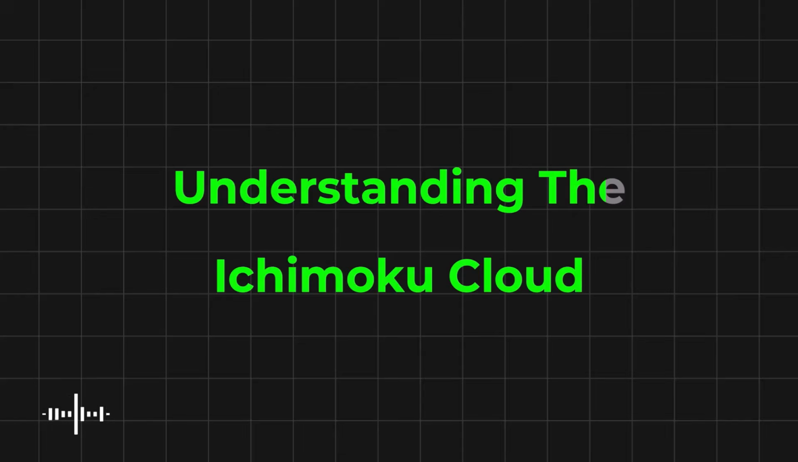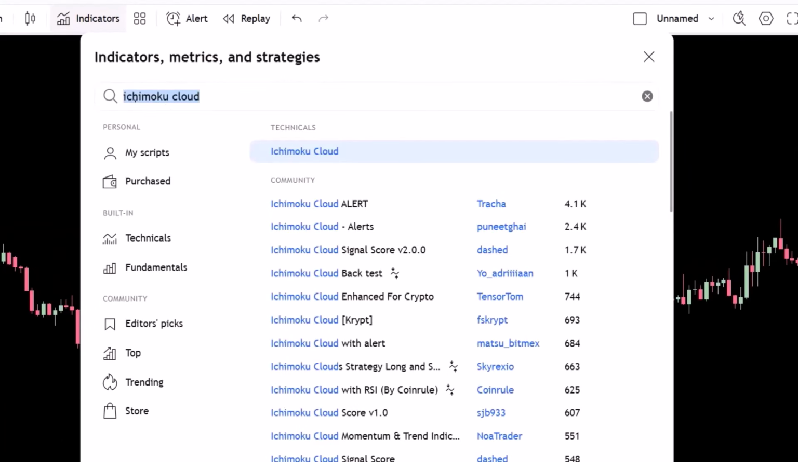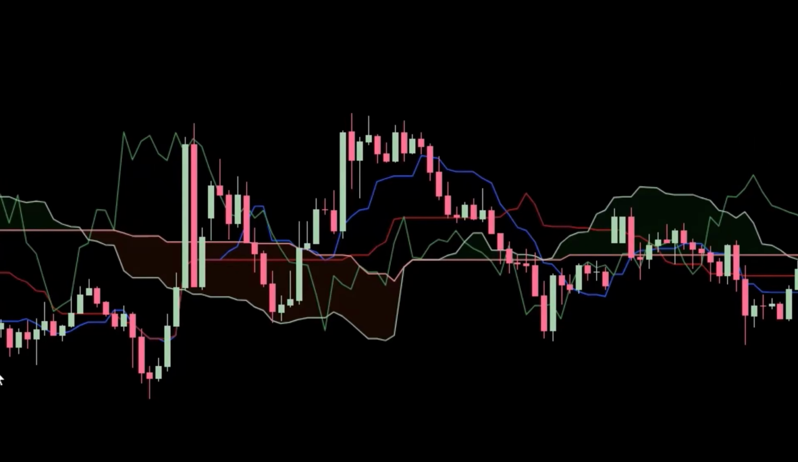Understanding the Ichimoku Cloud. The first indicator we are going to use is the Ichimoku Cloud. Open your chart, go to the Indicators section, search for Ichimoku Cloud, and add it to your chart. At first glance, Ichimoku may look complicated because it has several different parts. However, in this strategy, we don't need to use every part of Ichimoku. We only focus on one important part, the cloud.